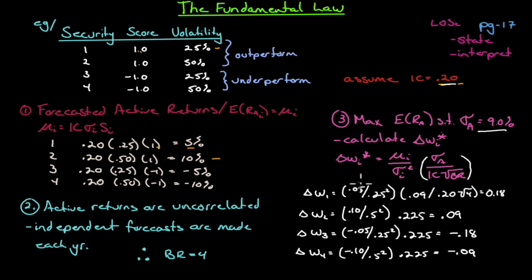That's it. So on the first security, we're going to overweight it by 0.18. So if it were already weighted in the benchmark at 0.2, we would be weighting it at 0.38. The next one, we're going to overweight by another 9%. The third one, underweighted by 18%. The fourth one, underweighted by 9. This should sum to 0. 18 plus 9 minus 18 minus 9 equals 0. The sum of the active weights should equal 0, and the sum of the active weights equals 0.